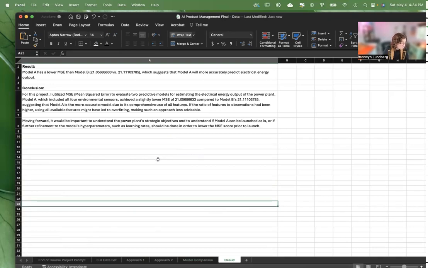So moving forward, it would be really important to understand the power plant's strategic objectives to understand if model A can be launched as is, or if further refinement to the model's hyperparameters, such as learning rates, should be done in order to lower the MSE score even further prior to launch.